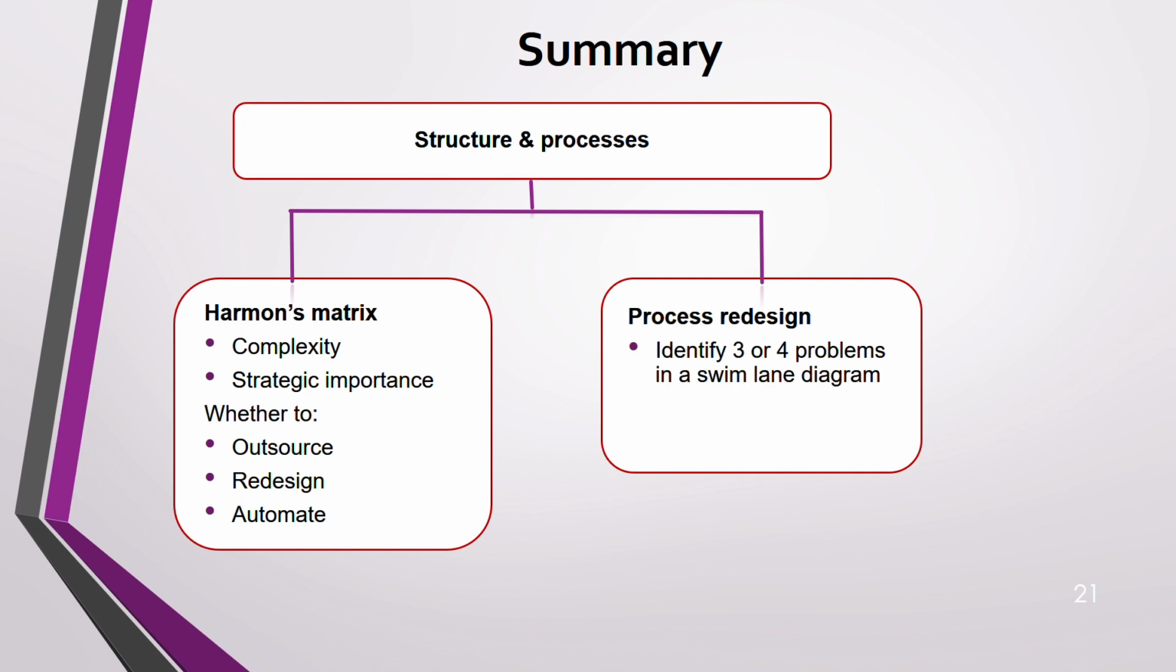From your exam's point of view, you have to identify 3 or 4 problems in a swim lane diagram. They will most commonly give you a swim lane diagram only. Otherwise, it's hard if they tell you in sentences this is the process, this is the process, that is the process. Then suggest solutions for each one of the problems. So in the exam, that's what you're supposed to do when you're redesigning a process.